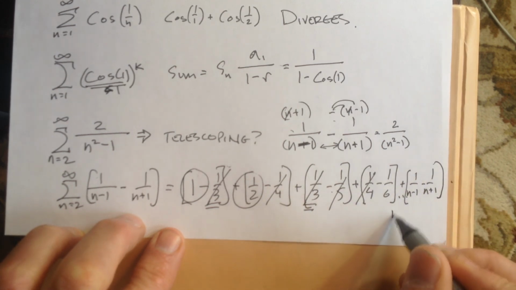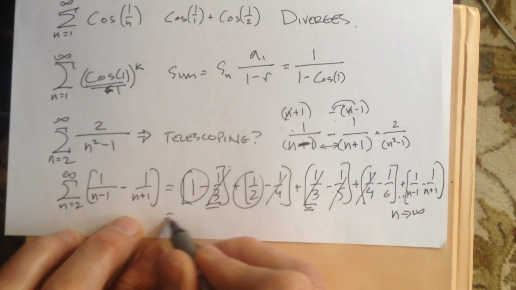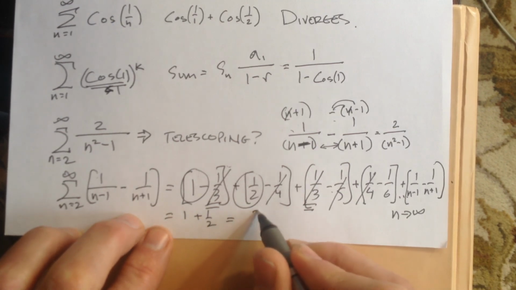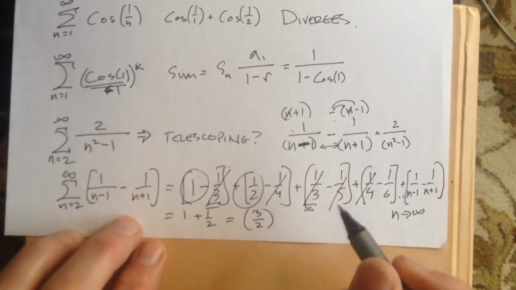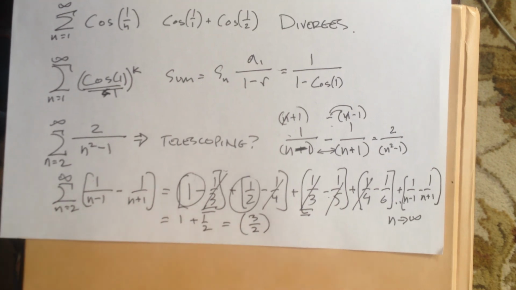But of course, as n goes to infinity, these just go to 0. So I'm left with 1 plus 1/2, and that is indeed the limit. This is 3/2. So it converges. Telescoping, we can show that it converges to 1.5.